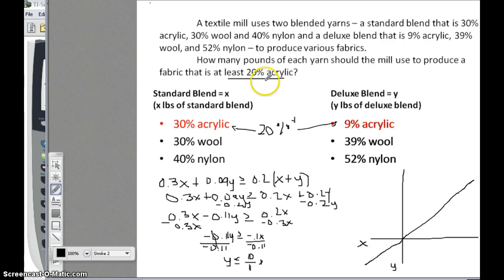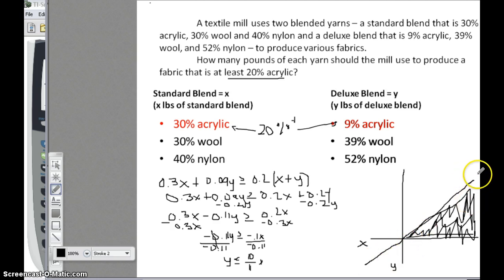However, because it's real life, I cannot use negative amounts. So these numbers have to be bigger than 0, have to be confined to the first quadrant. So my shading, oops, it got down a little bit low there, but my shading is only in this first quadrant, because it does not make sense for my y, my deluxe blend, to go into the negative amount. Does not make sense for my x, my standard blend, to go into the negative amount. So I have this triangular region.